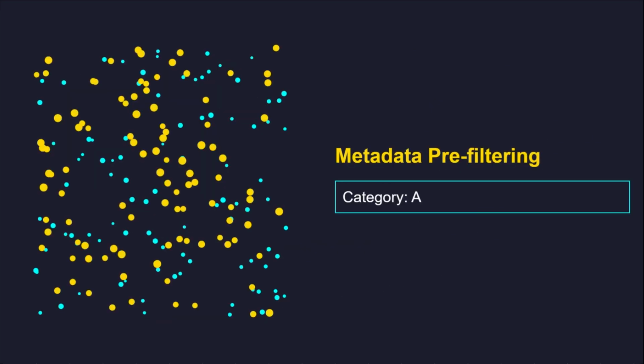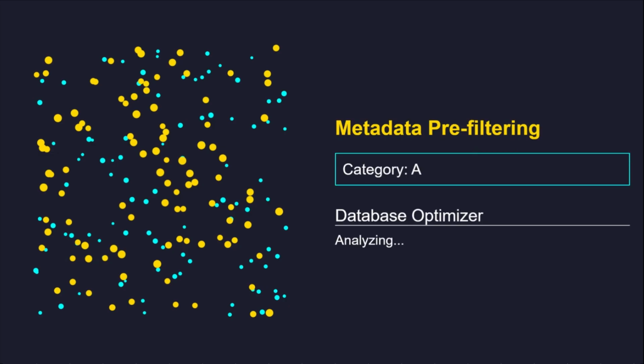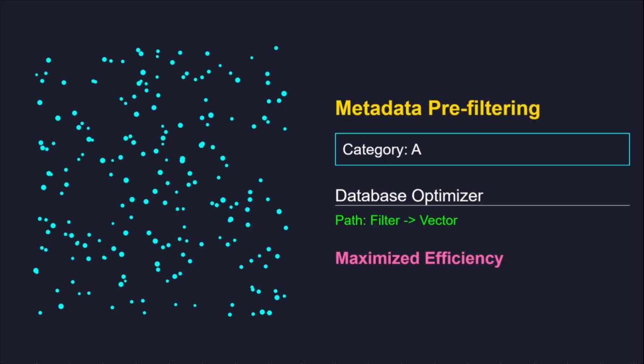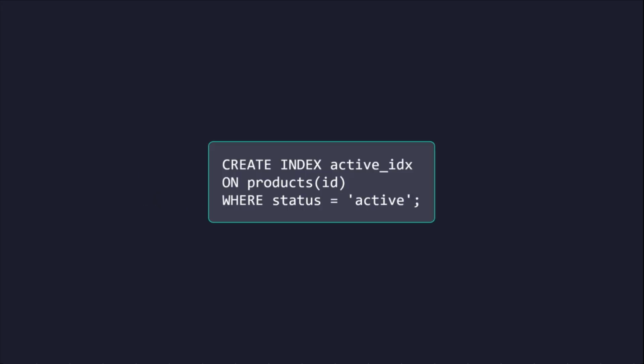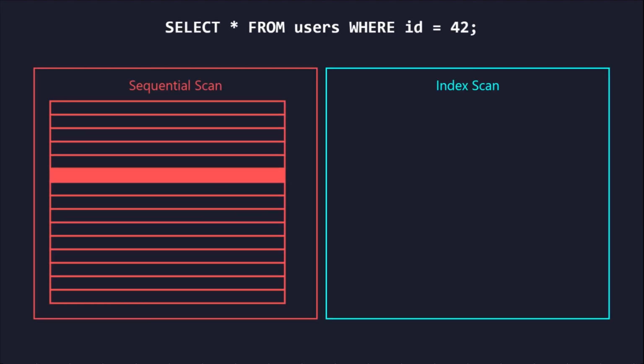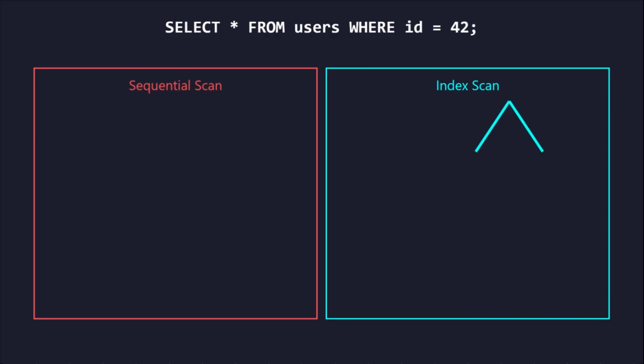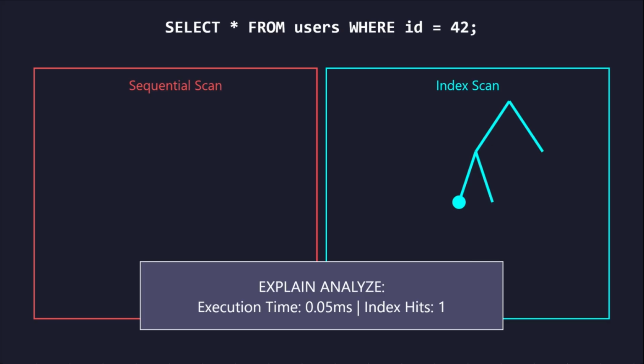Combine vector search with traditional where clauses to filter results by metadata, like category or date. The database optimizer determines whether to filter before or after calculating vector distances for maximum efficiency. Create partial indexes on specific subsets of data to save space. For example, you can index only active products or recent articles by adding a where clause to the index creation command itself. Use explain analyze to verify that your queries are using the index rather than falling back to a sequential scan. This command provides a detailed breakdown of the execution time and index hits.